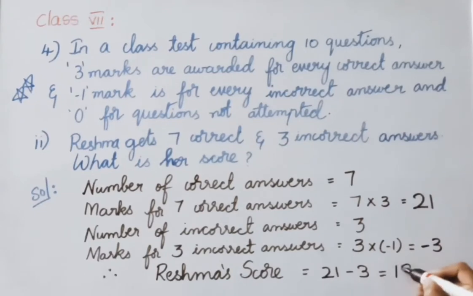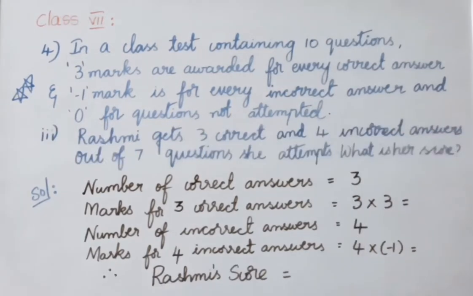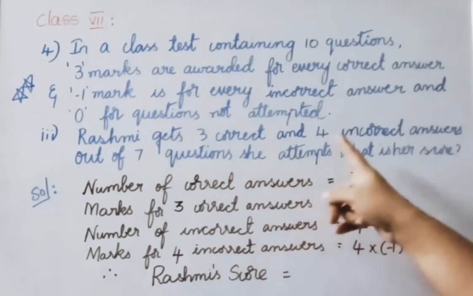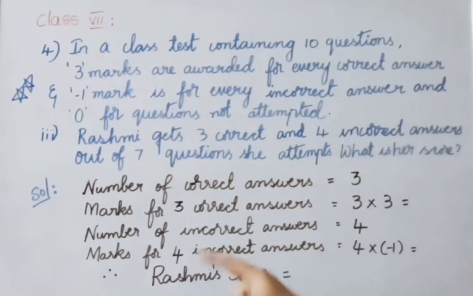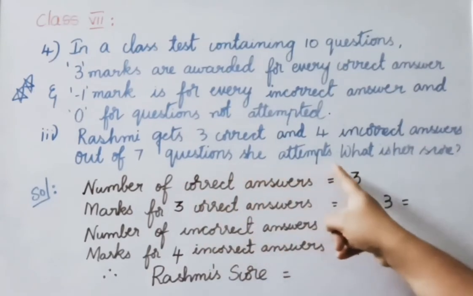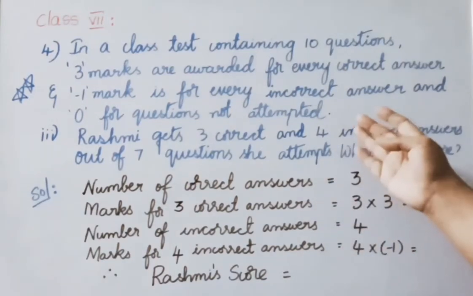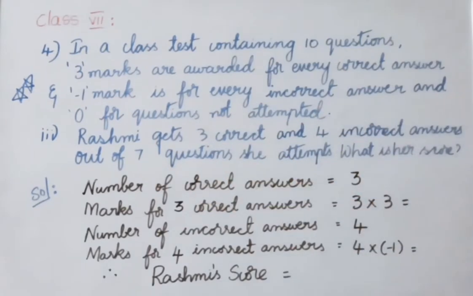That equals 18. See fourth question, third sum. Rashmi gets 3 correct and 4 incorrect answers out of 7 questions she attempts. What is her score? Out of 10 questions she answered only 7. The remaining 3 she did not attempt. In our question, for not attempting they gave 0 marks allotted.